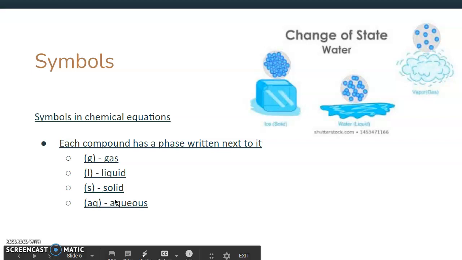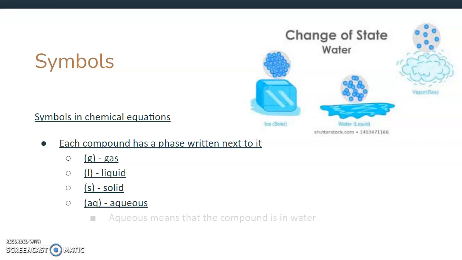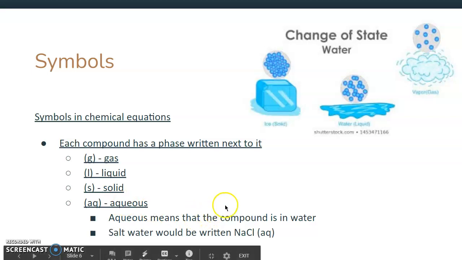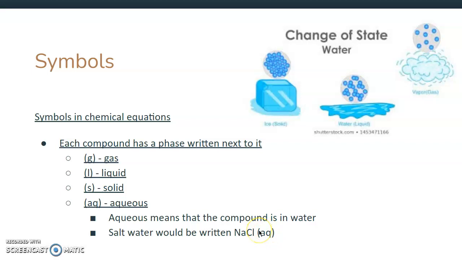So, for example, if we have salt water, I think I talked about this, yeah, it means that the compound is in water. So salt water would really be written as NaCl for salt, aqueous, because it's all surrounded by water.